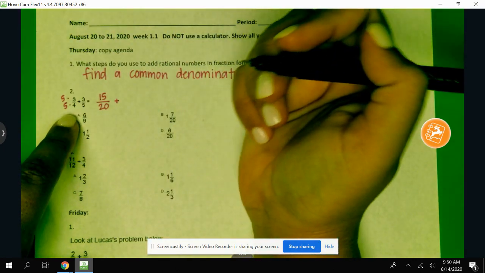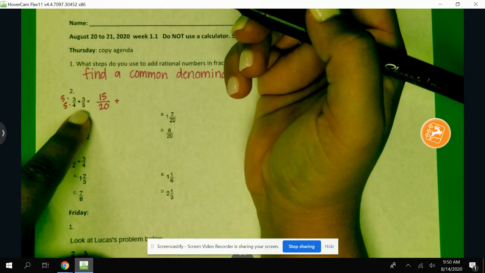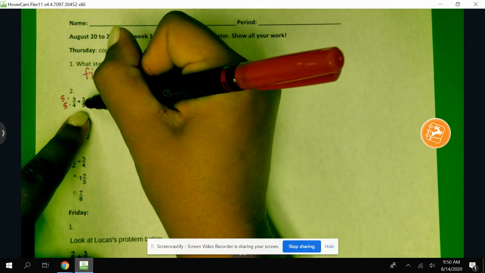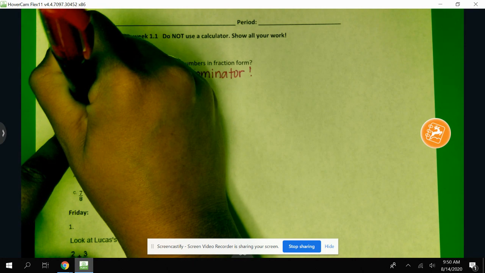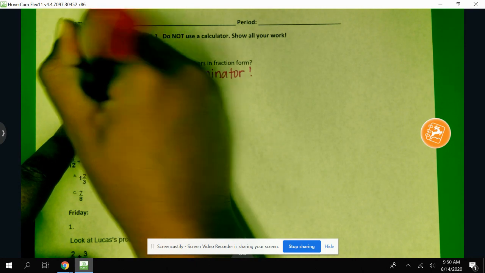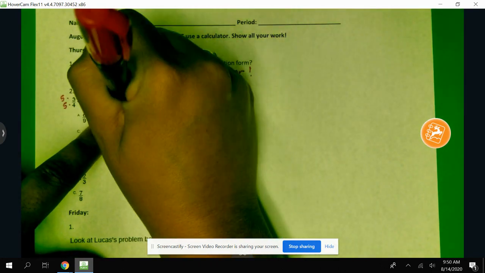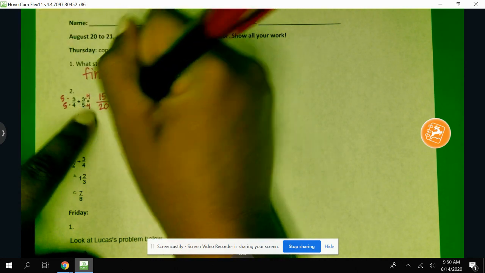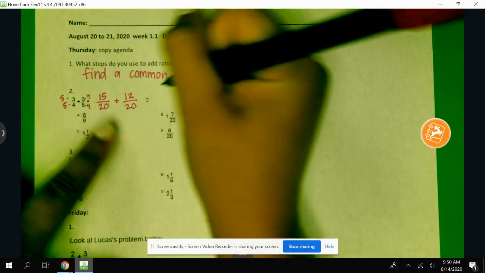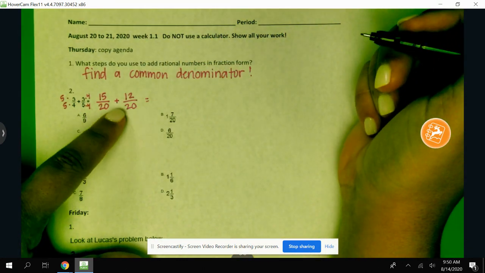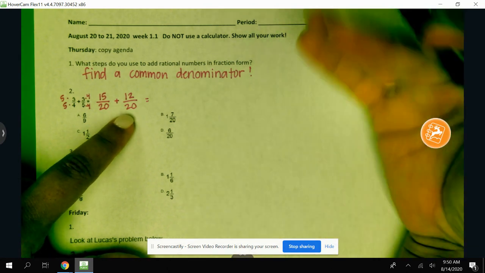Okay. So now I have to do the same thing to that second fraction. So I'm going to multiply top and bottom by 4. So 3 times 4 is 12. 5 times 4 is 20. Okay. So now I have two fractions with the common denominator. So now I can add.